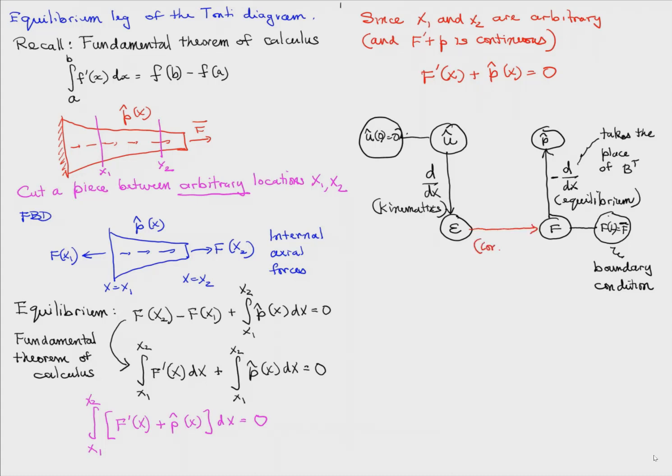So what remains is what connects epsilon to F. This is the constitutive equation. And from undergraduate mechanics, we know that that relationship is EA. So that completes the Tonti diagram. And now we see the features that we talked about in the beginning, that derivatives take the place of matrices, and we have the two additional boundary condition legs.